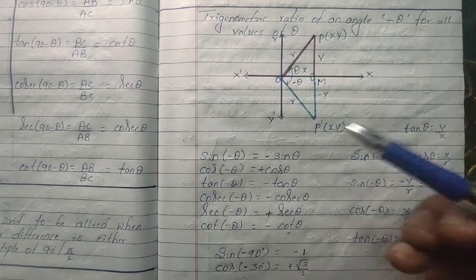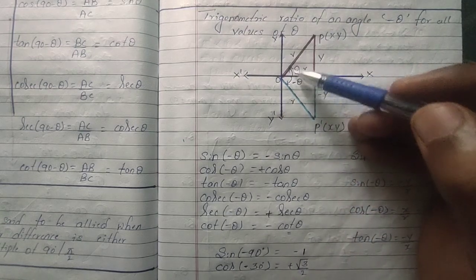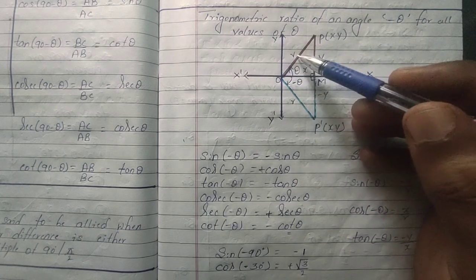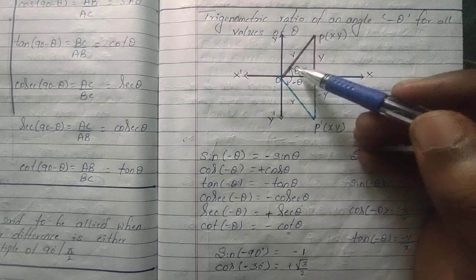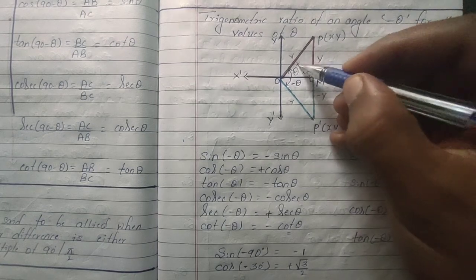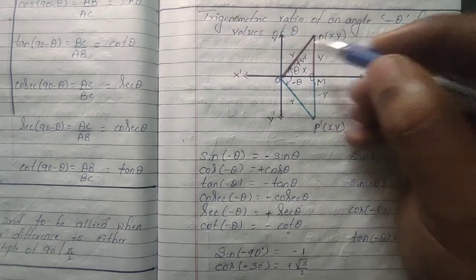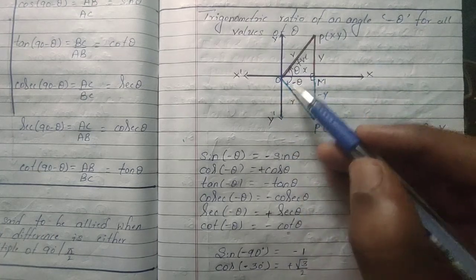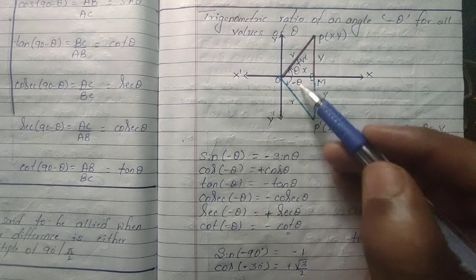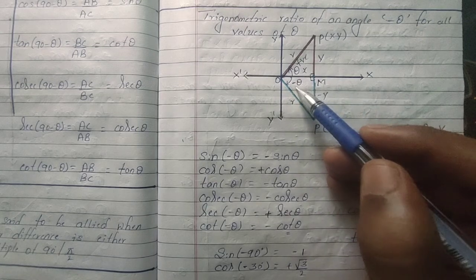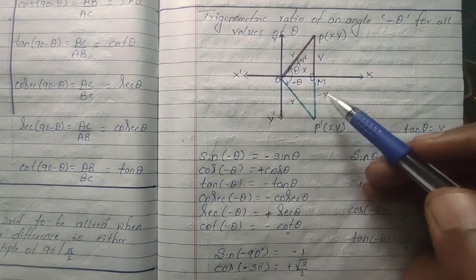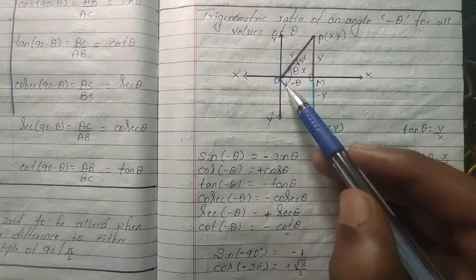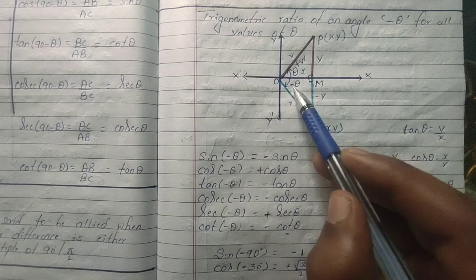Now this terminal ray is rotating in the anti-clockwise direction, so the angle theta is positive here, because it is moving towards the anti-clockwise. If the terminal ray moves towards clockwise, the angle will be minus theta. This is the initial ray, this is the terminal ray, so from here to here the angle is minus theta.